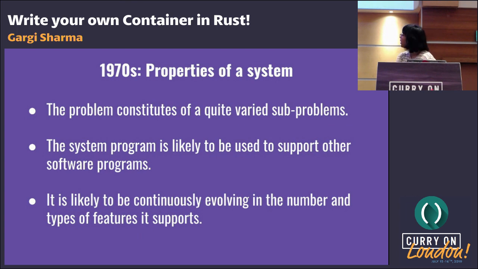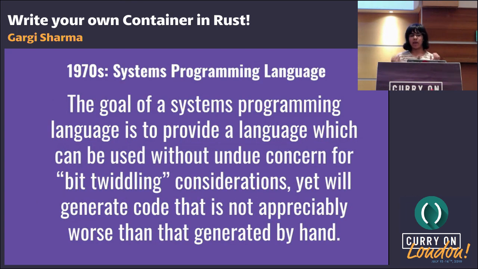And yeah, the paper then defines a systems programming language. The goal of the systems programming language is that it can be used for more things than assembly, and you're not doing bit twiddling, but you're still generating code that is better than generating code by hand. So this definition is fairly agreeable. Computers are large scale, they're long used, they're time varying.